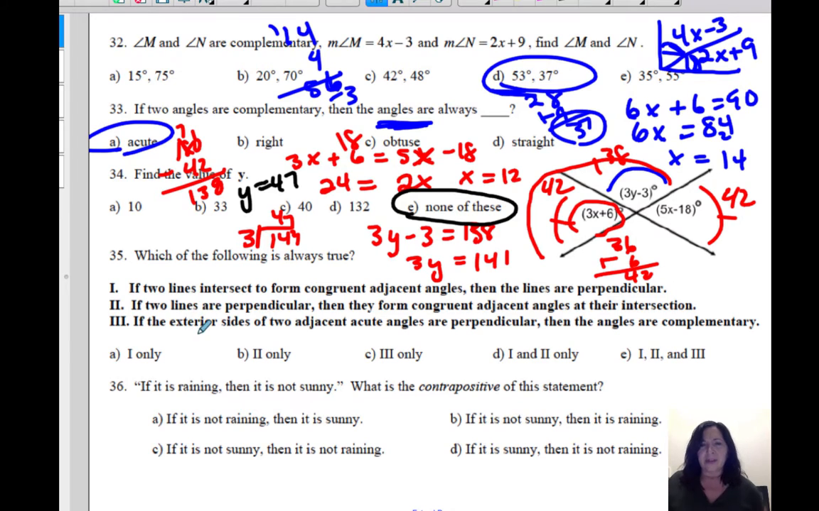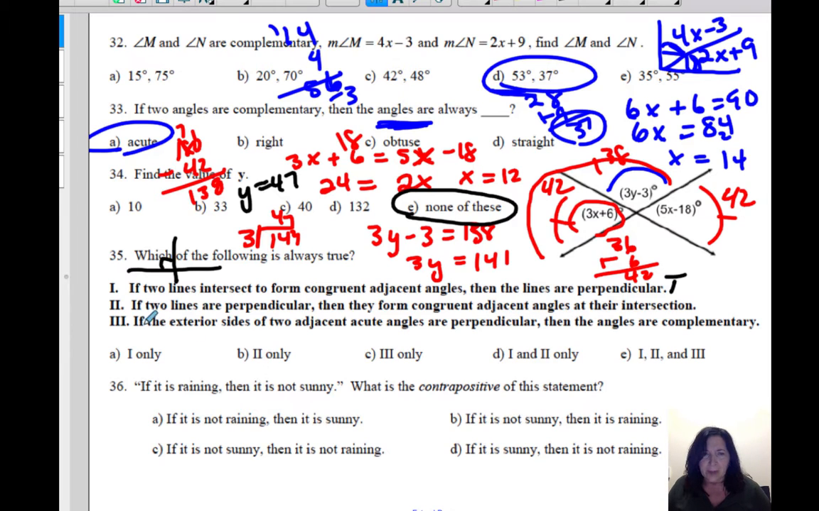If 2 lines intersect to form congruent adjacent angles. The only way they're congruent, people, is if they're perpendicular and adjacent. Then the lines are, oh, that's true. Okay. This is true. If 2 lines are perpendicular, then they form congruent adjacent angles.